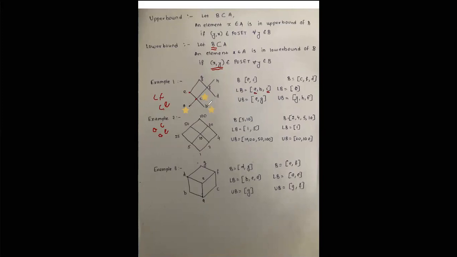What about B? Let's check again: (B, C) and (B, E). So (B, C) is there, and of course (B, E) is also there, and that's why B is another element of the lower bound. Likewise, you can find the upper bound.